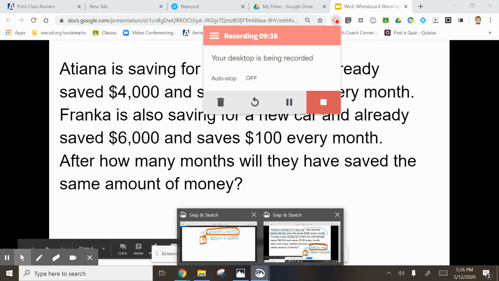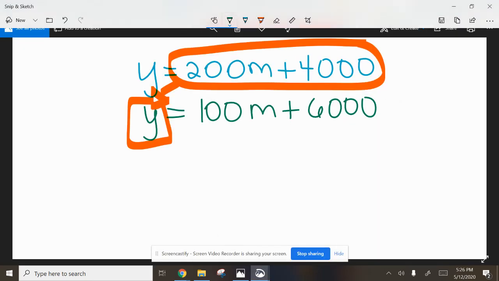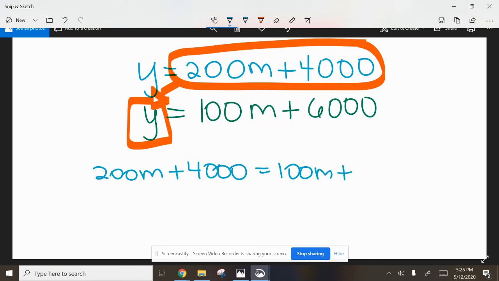All right. So now when I look at this problem, you're going to see this as I write it out. 200m plus 4,000 equals 100m plus 6,000. Letters to the left, constants to the right.